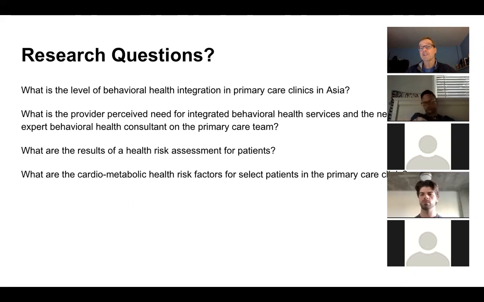What are the results of a health risk assessment for patients? We targeted patients who had already diagnosed type 2 diabetes and or hypertension. We wanted to have more of a homogeneous patient population for comparability, so we use that to define the patient population. And of course, what are their cardiometabolic risk factors, their BMI, blood sugar, blood pressure.